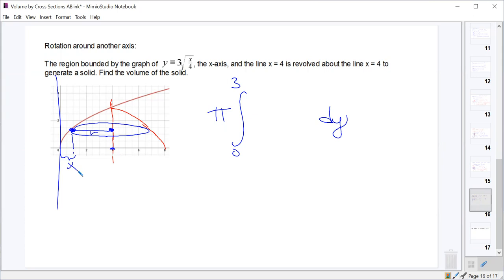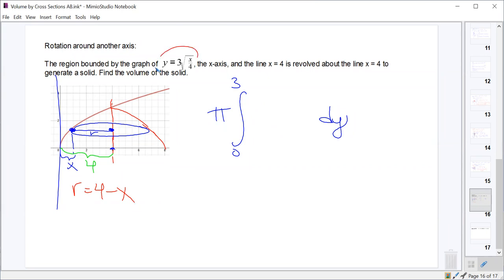Okay. Well, what is the whole distance from here to here? 4. That doesn't change, right? From the y-axis to x equals 4, always 4. From the y-axis to where my radius ends, always x. So what's the radius? Radius ought to be 4 minus x. That's a problem, though. Why is that a problem? Because it's in terms of x, but we are integrating in terms of y.